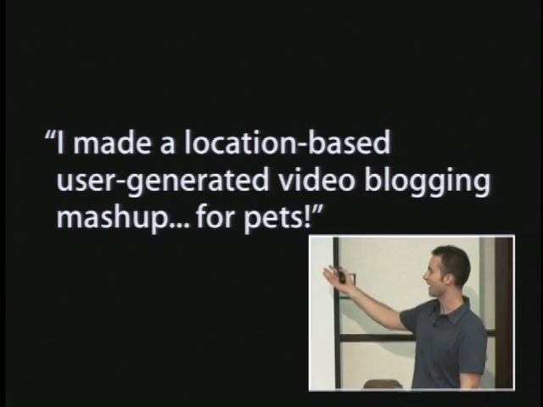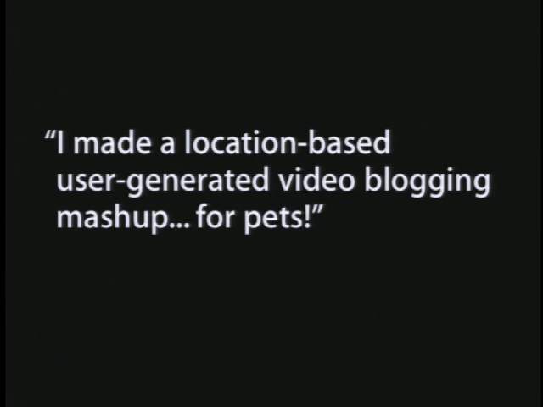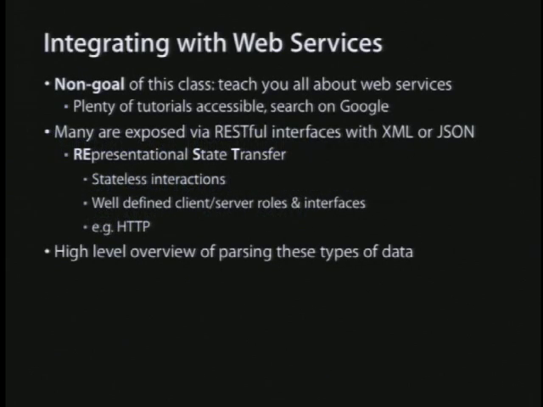For example, I made a location-based user-generated video blogging mashup for pets. You can basically do any type of data access. There are all sorts of APIs, and tons of websites have RESTful APIs that you can use JSON or XML to get and send data to your application. So obviously, I'm not going to cover in 5 minutes all the APIs and all the services and ways you can do this using the internet on the iPhone.